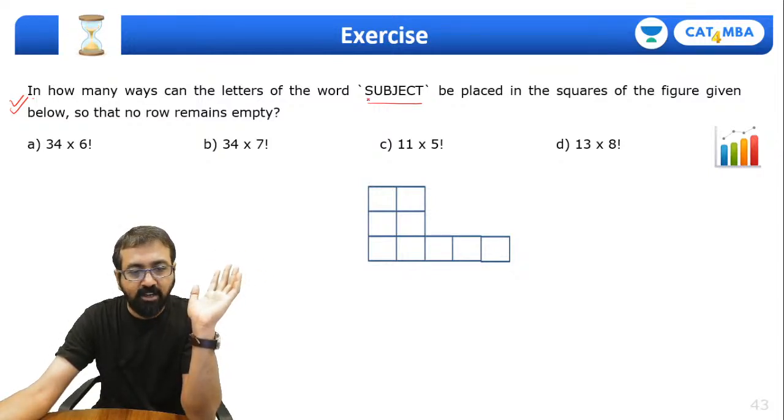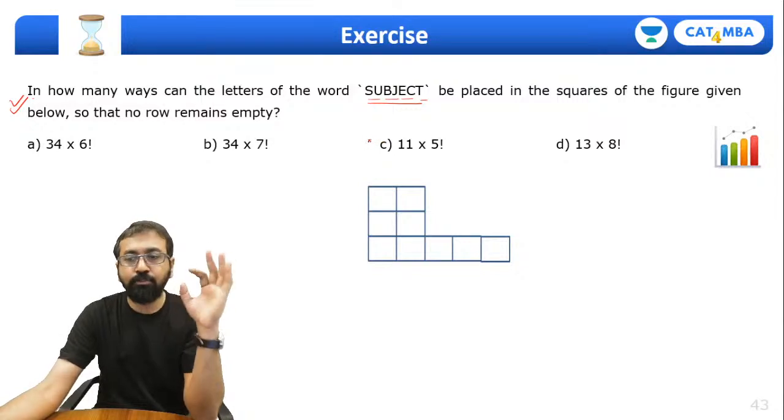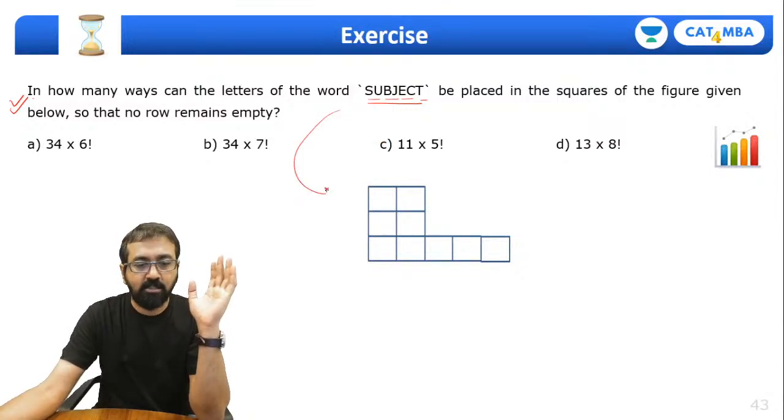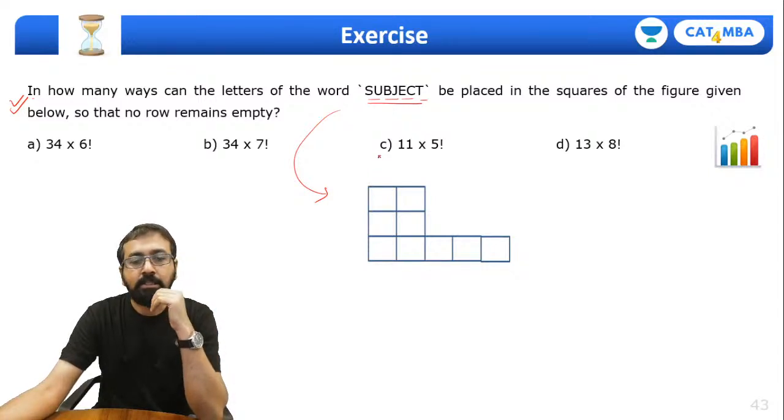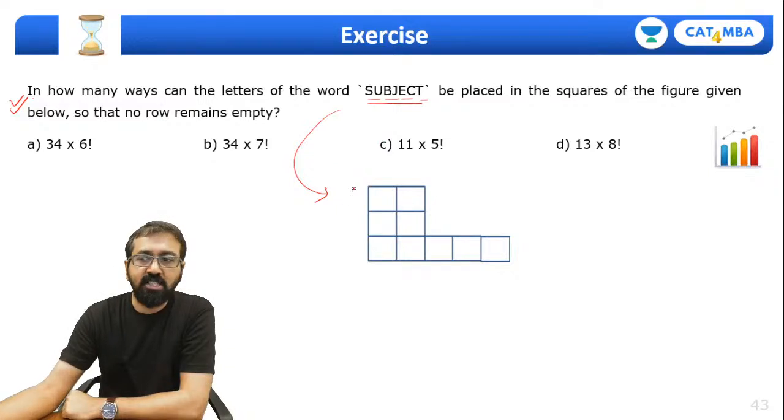How many letters do we have? 2, 4, 6 and 7. We have total 7 letters. We need to fill only these 7 letters, but in such a way that no row remains empty. That is how we need to fill. So guys, let me help you out with this. In case you want, you can try on your own and type the answer option over there. But otherwise, in case you are not able to understand, pay your attention.